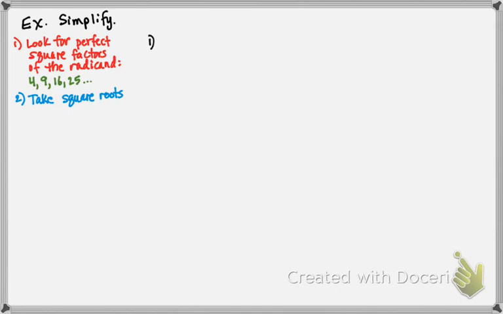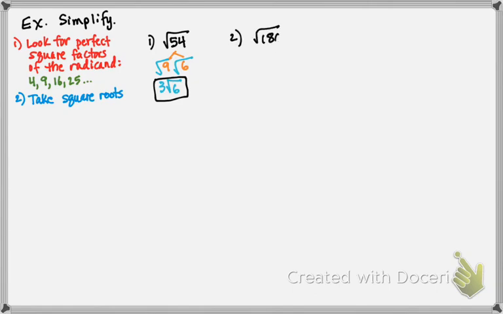So first problem, we've got the square root of 54. So I want you to think of what is a perfect square that I can factor out of 54. And I know 9 goes in 6 times. Okay, so then we're going to take the square root of each of these. And so I get the square root of 9 is 3, but I can't take the square root of 6. And there's my answer right there, 3 square root of 6. Okay, let's try another one.